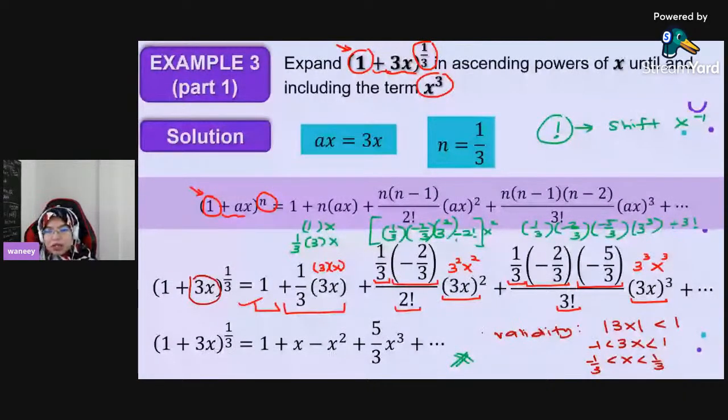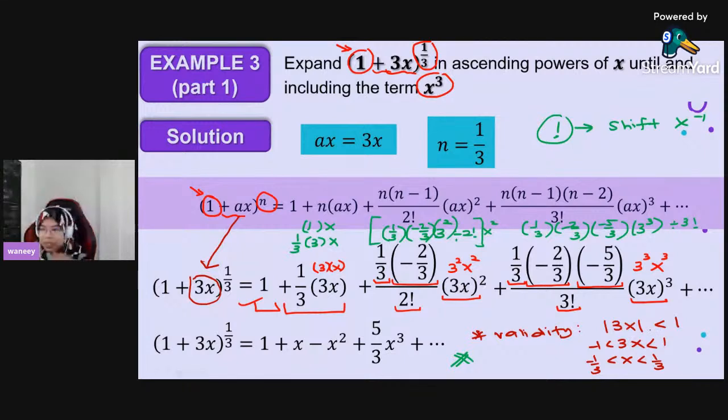This is if they ask for validity. If they don't ask, you don't need to do it. But since this is the first example, I'm showing it. Again, simply take whatever ax you have, compare, and then put your ax inside the modulus and make it less than 1. Why less than 1? That is the condition. If we want it to converge, it must be less than 1.